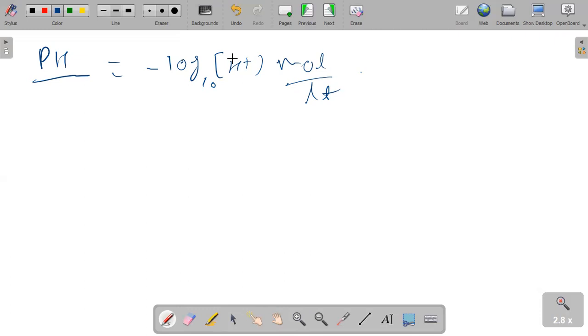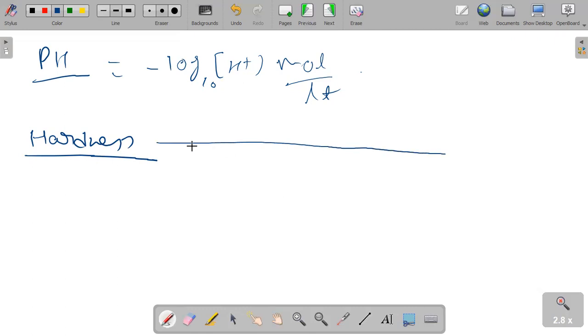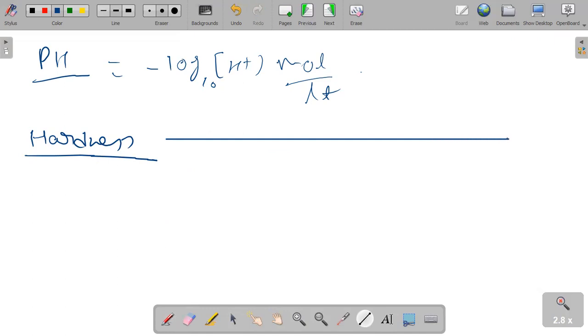So let's move on to another thing, that is hardness. Basically, in hardness we have two things: carbonate hardness and non-carbonate hardness.